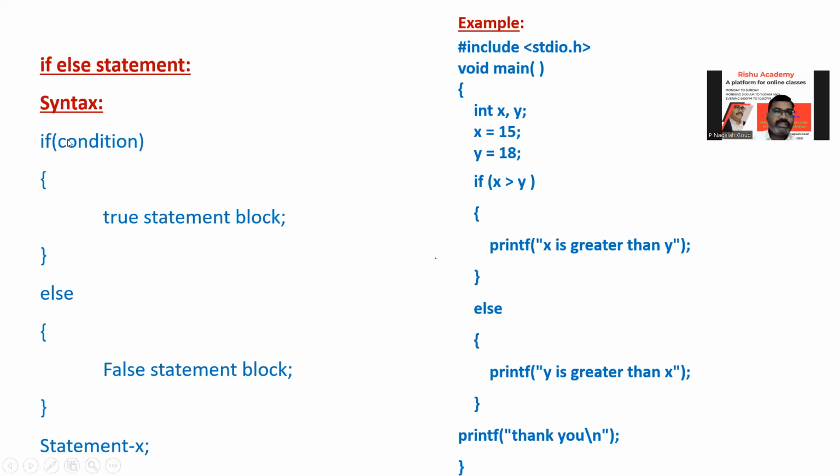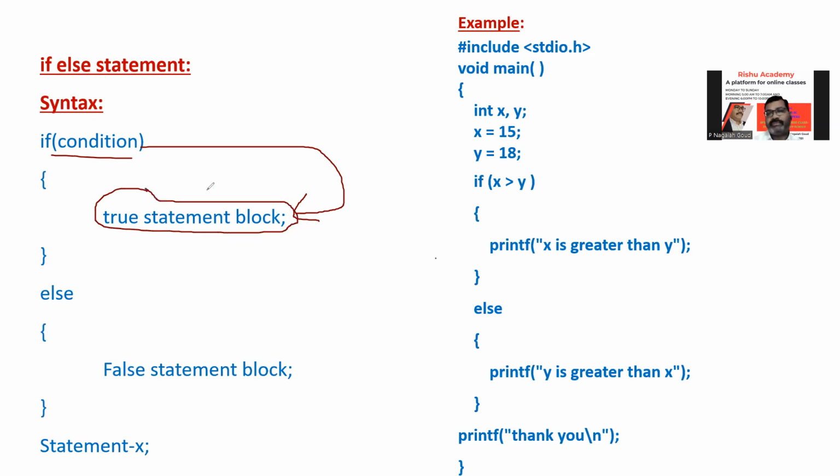Look at the general syntax here. This is the condition. We need to test it. Assume that the condition is true. If the condition is true, then the statement block immediately after the if statement will be executed. After executing this, it goes to statement X. When the condition to be tested is true, the true statement block will be executed, and after this, it goes to statement X.